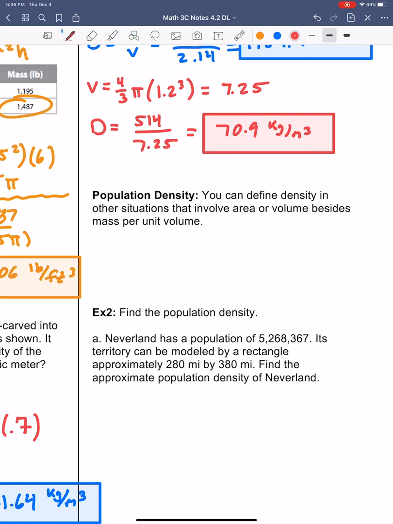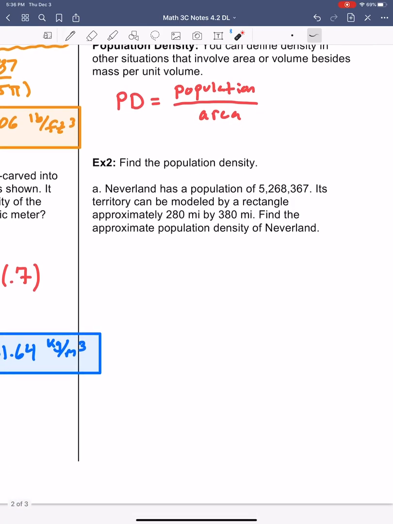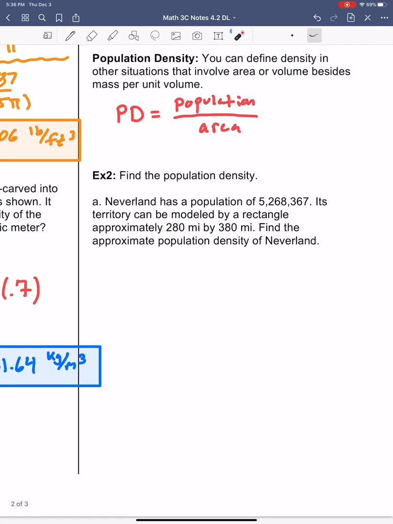So if we're trying to figure out the population density, I'm going to say population density equals the population divided by the amount of space that we have, which we'll call the area. And we'll have to find the area based on what the shape of the space is that I have here. So it says find the population density. Neverland has a population of 5,268,367. So there's the population.